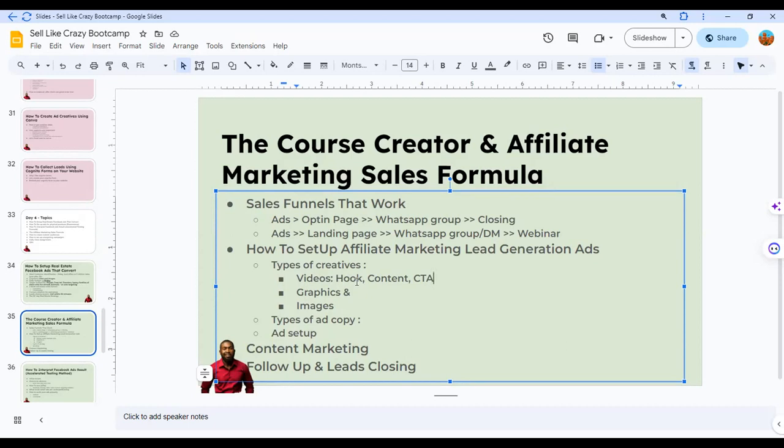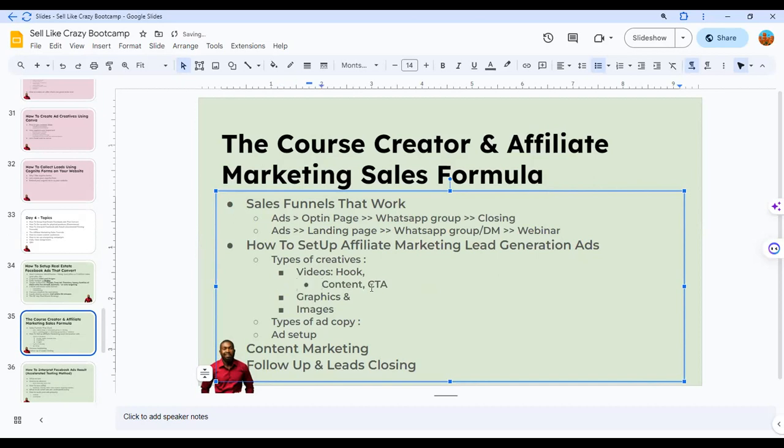Or your hook could be something like, okay, let me just drop an example, because that will be very easy to go with. So this is an example of a hook. These 3 things are killing your business, meaning your online sales, right? This is an example of a hook.